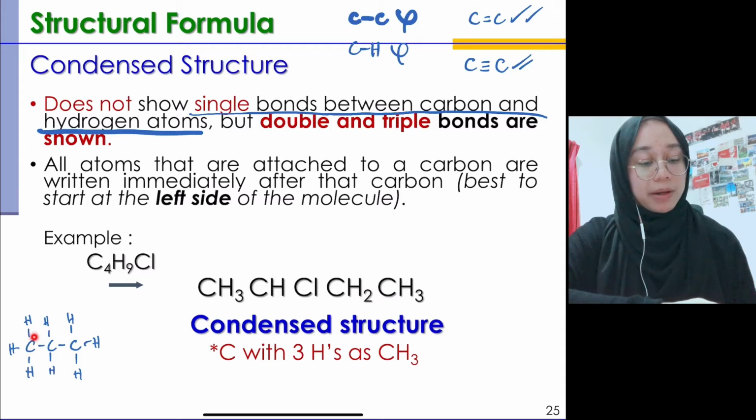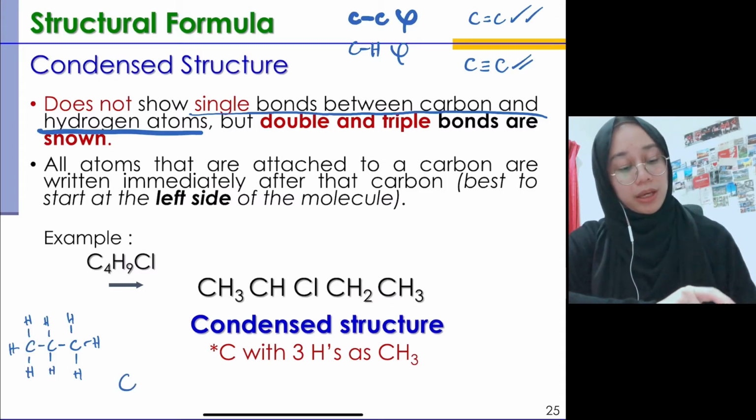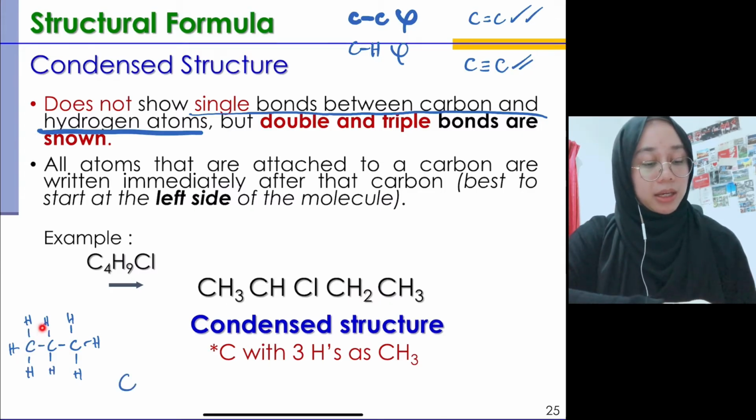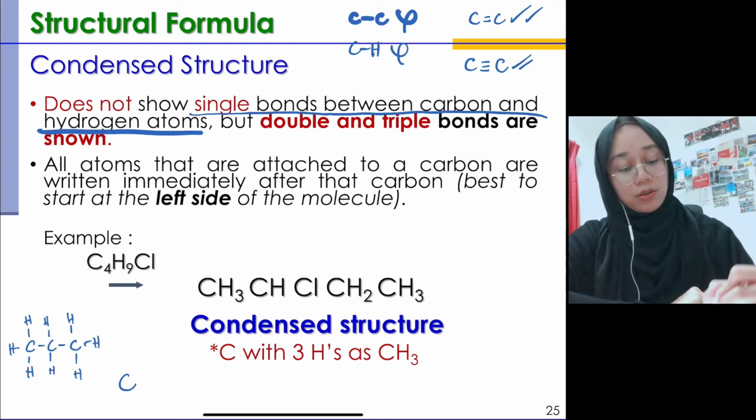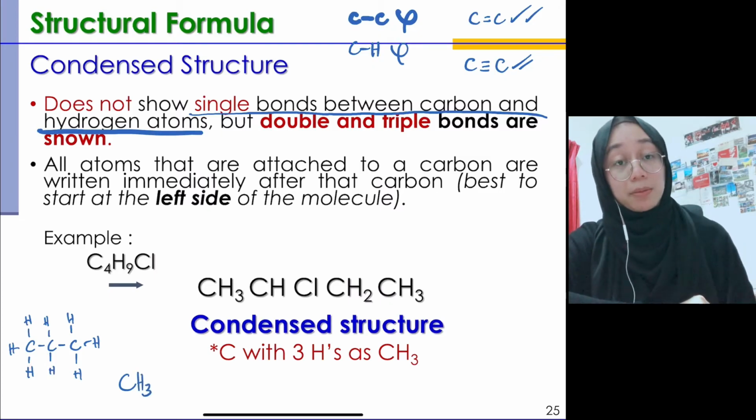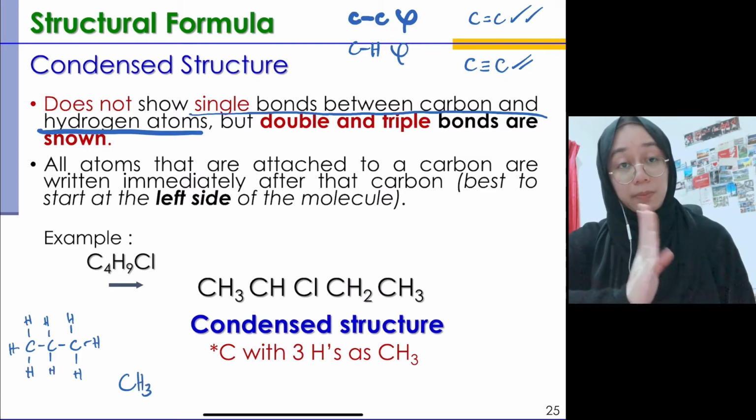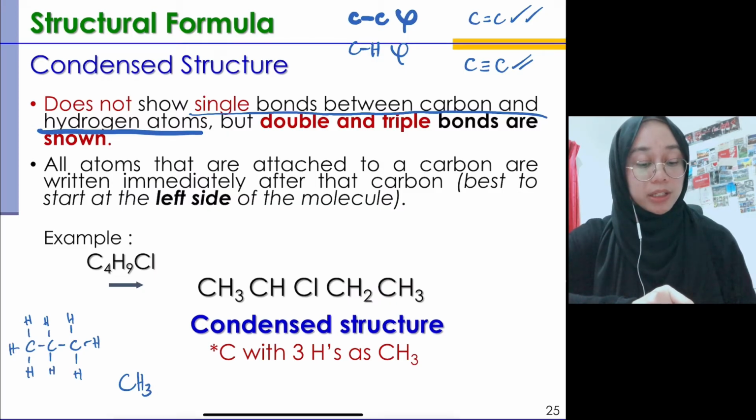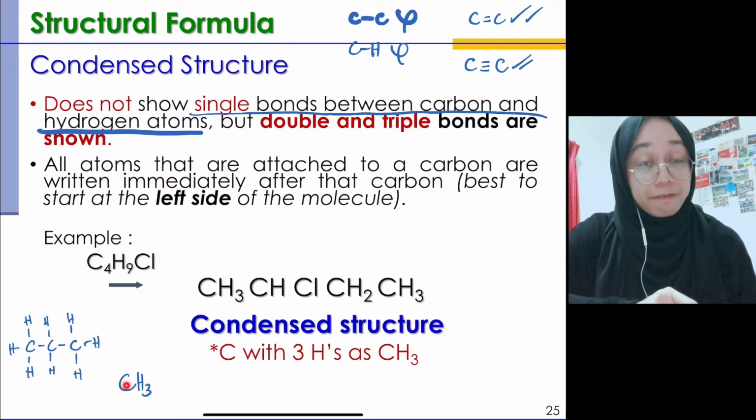So kita ambil carbon yang pertama ni dahulu. Okay, so untuk carbon yang pertama ni, as you can see, dia ada 3 hydrogen. So itu yang kamu tulis selepas carbon tersebut. Okay, usually kita akan tulis selepas dia. So kita tahu yang this hydrogen here, it is attached to this carbon on the left ni.